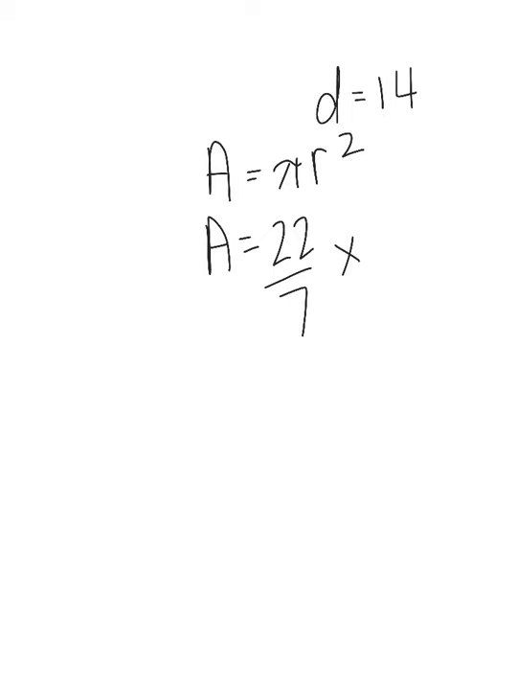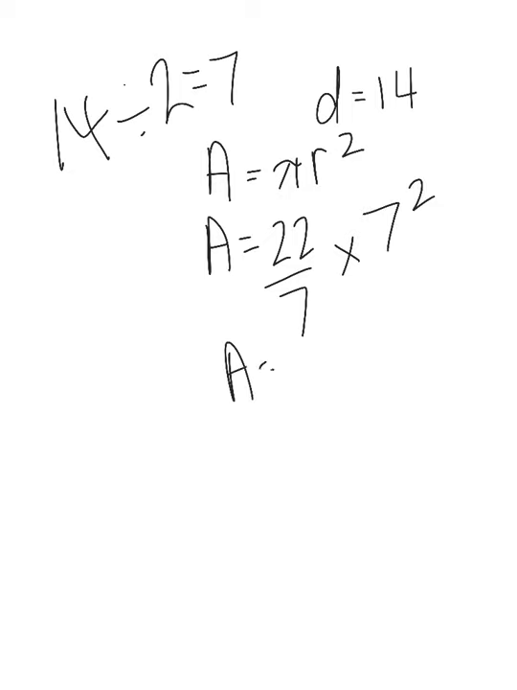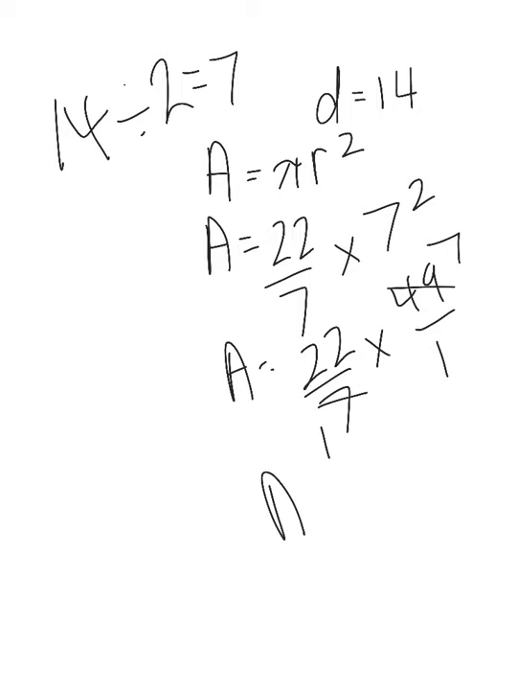It's a diameter. So what I need to do is 14 divided by 2, which is 7. So I'm going to do 22/7 times 7 squared. Next, I'm going to square the radius, and I'm going to get 49. So I'm multiplying a fraction by a whole number, so I can go ahead and cross divide, multiply, simplify, and so I'll divide by 7, and so that'll be a 1, that'll be a 7.